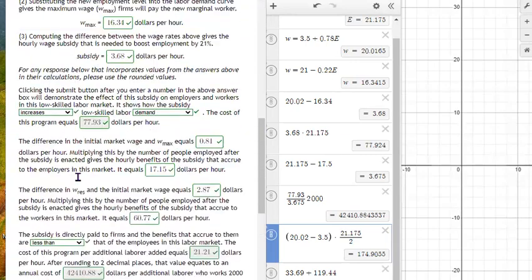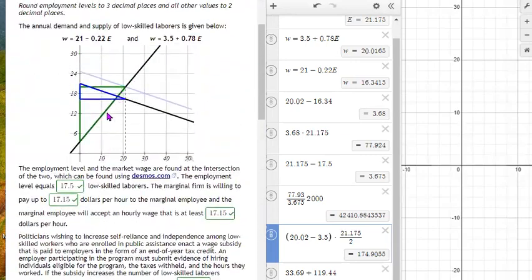Now the new total surplus, notice there's an overlap here, right? I've got to add the area of the green triangle to the area of the blue triangle. There's an overlap between the two, so I've got to add the green triangle to the blue triangle's area.